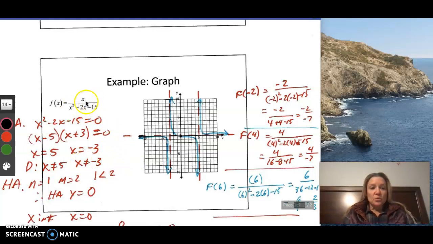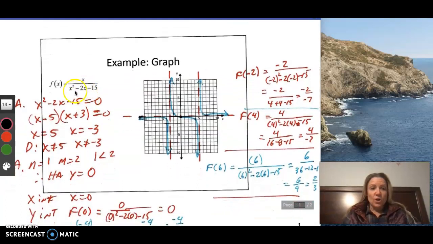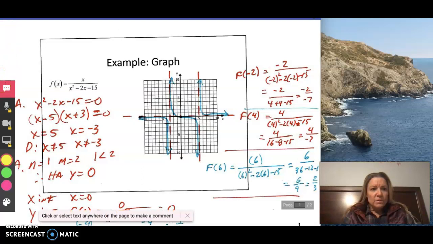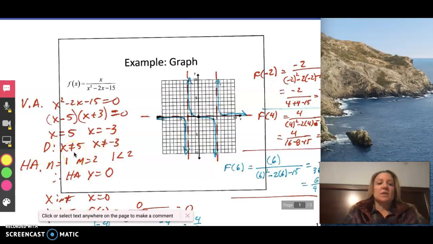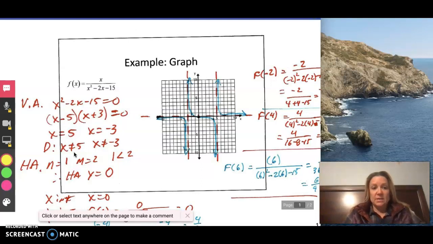So the first example, we're going to have the function x over x squared minus 2x minus 15. To get the vertical asymptote, we're going to take the denominator and set it equal to 0. We're going to factor it, and we get x minus 5 and x plus 3. Then what number plugs into each of them to get 0? So we have a vertical asymptote at positive 5, and at x equals negative 3. So the domain is going to be all real numbers except for 5 and negative 3. So you can dash your vertical lines in there.